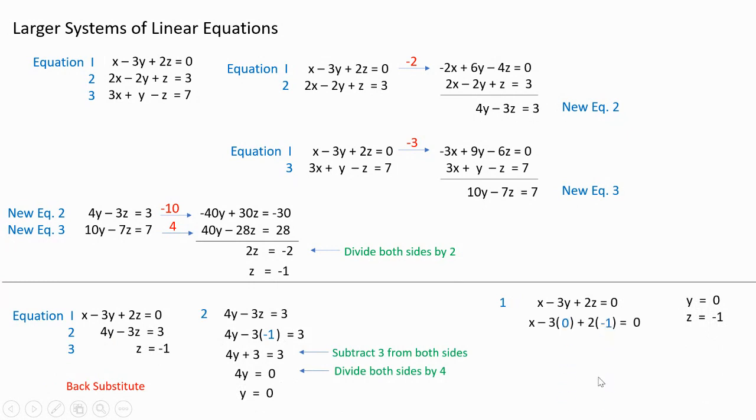And after we do that, we simplify it on the left side. So we get x minus 2 equals 0, so x equals 2. So we got the value for x. So we know the answer will be 2, 0, negative 1 is my solution.